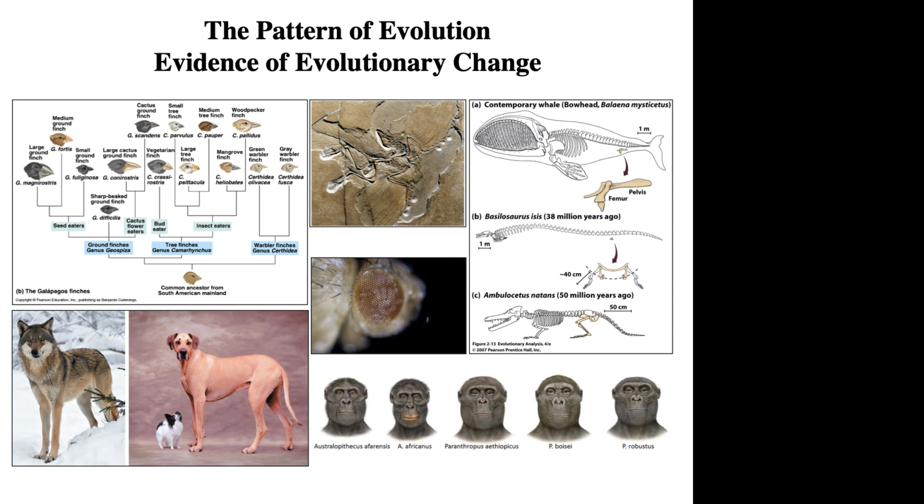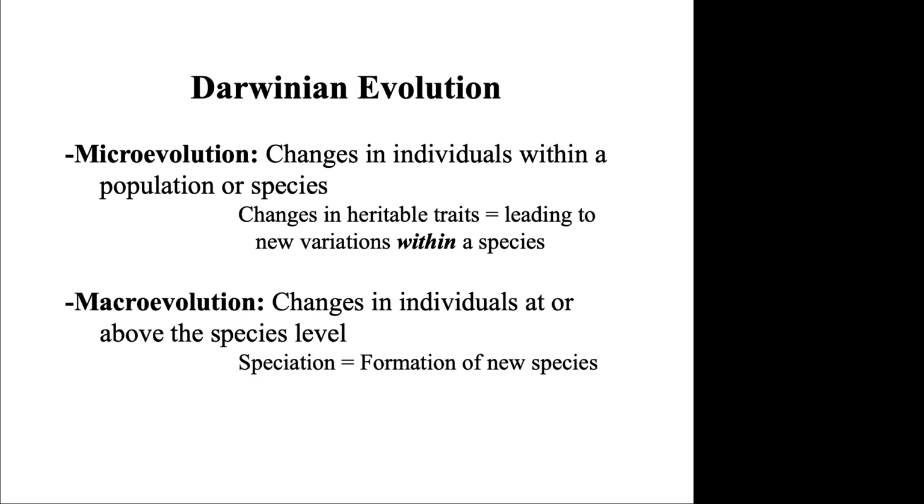Hi there. In this lecture, I'll be talking about some patterns of evolution and the evidence of evolutionary change. I already covered a little bit of this before, but this will be a little more comprehensive view of some of the evidence for evolution. Just a few definitions, and there's some distinction between the two of these, but they meld together eventually.